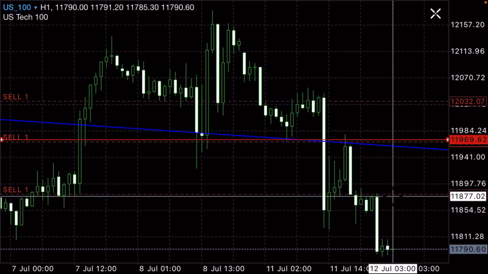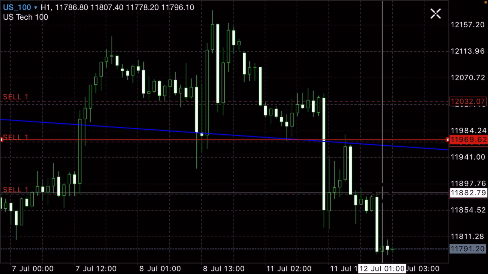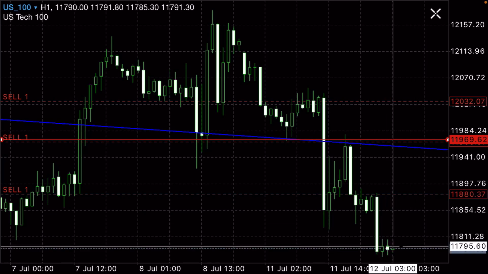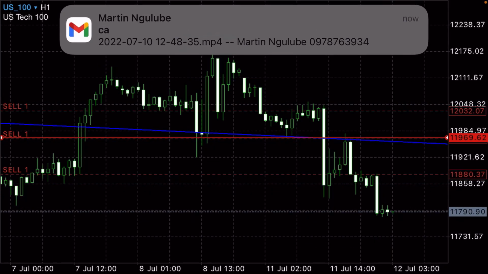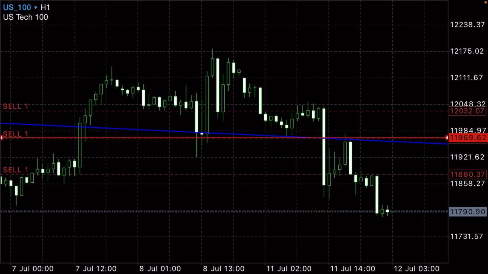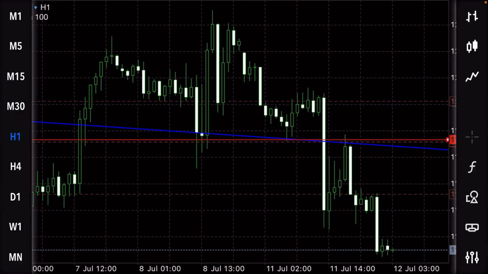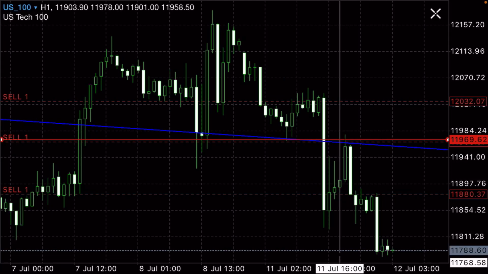And also this pullback here, and I sold. You can see the rest is history, what was going on. So we are here. We'll see how far this will drop. The most important thing about this is that when you make entries like this, it gives you much freedom.